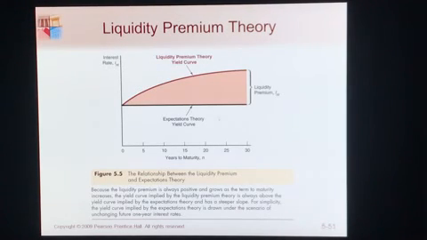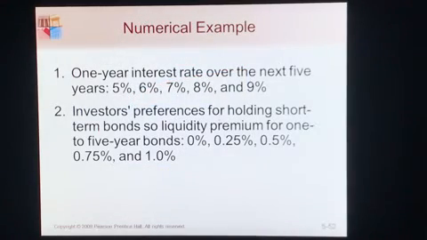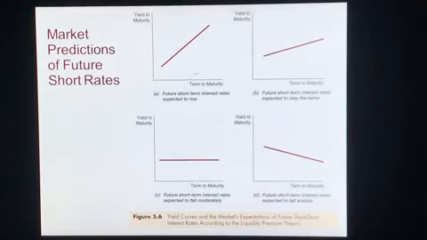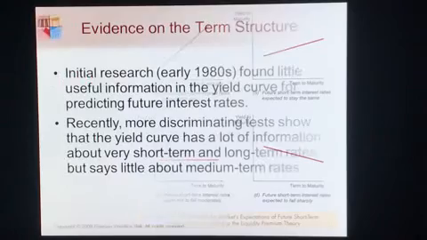Here is some mathematical explanation. Graphically we can explain it like this. Here is a numerical example. You can just go through this numerical example by yourself, and here are some market predictions of the future short rates. There are 4 different cases. In the first case, the yield to maturity is increasing with the time to maturity. In the second, the rate of change is smaller. In the third case, the yield to maturity is independent of the rate of change in time to maturity.